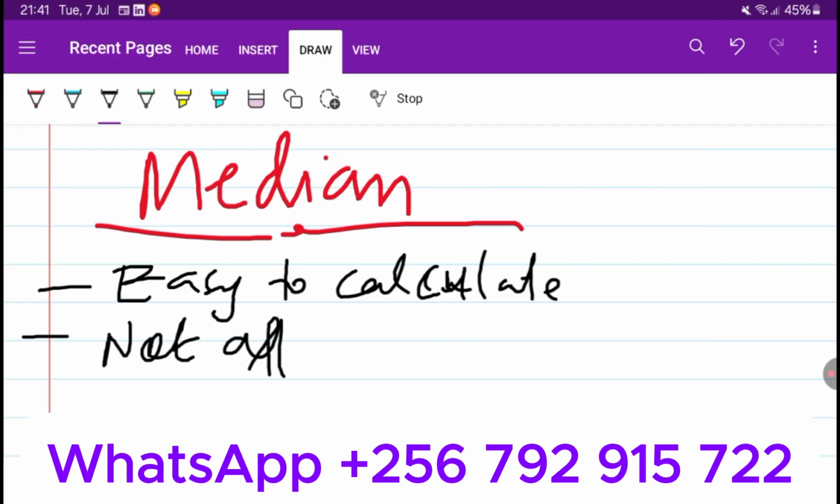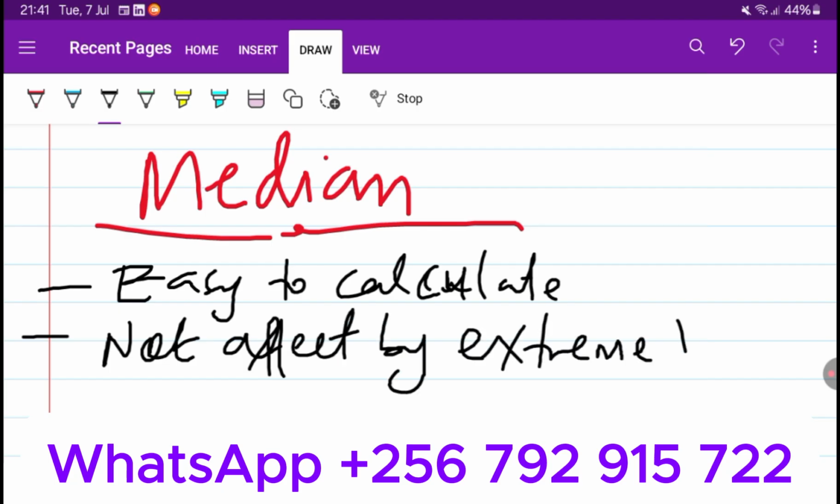Not affected by extreme values, or what we call outliers. You will see that when we are looking at the median, we don't add or subtract or multiply or divide anything. We just arrange the data. We shall see how we get the median for both grouped data and ungrouped data.